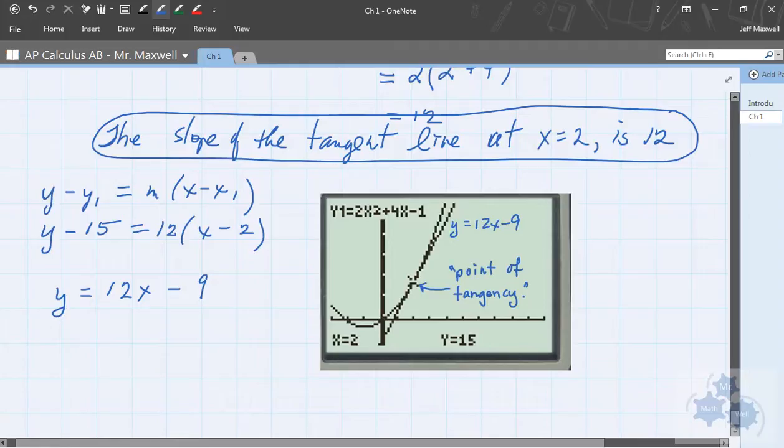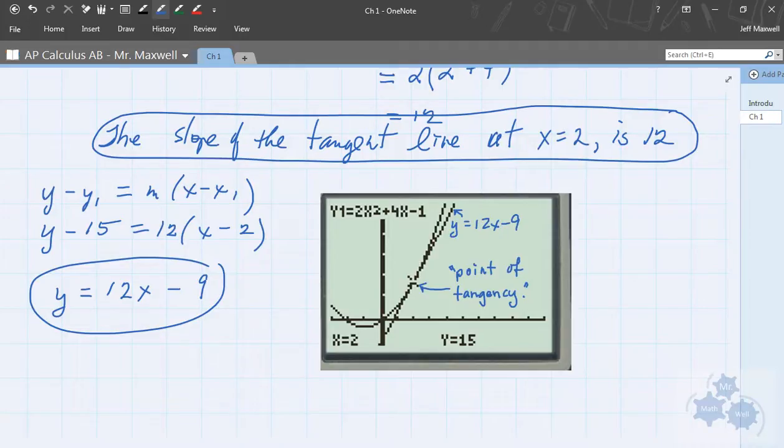So if they want the equation of the line at the point of tangency, you first of all have to find out the slope, and then use that point, the tangent point, to calculate an equation. Make sense? Okay. All right. Anybody have any questions at all?